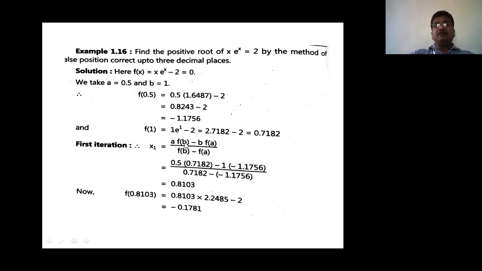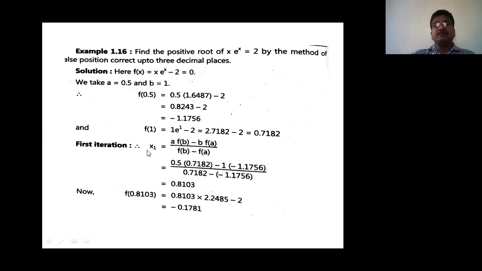And if we find the value at 0.5 and 1, the value at 0.5 is negative. At 1, the value is positive, and therefore the root lies between 0.5 and 1. If we find the value at 0, it is also negative. At 0, we have 0 into e raised to 0 minus 2, that is, the value is minus 2. That is negative, and the value at 1 is positive. So, instead of 0.5, we can also take 0. That is the two numbers 0 and 1.